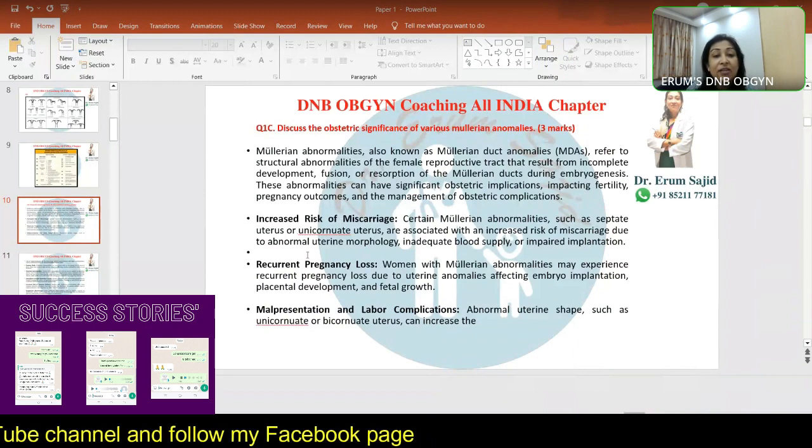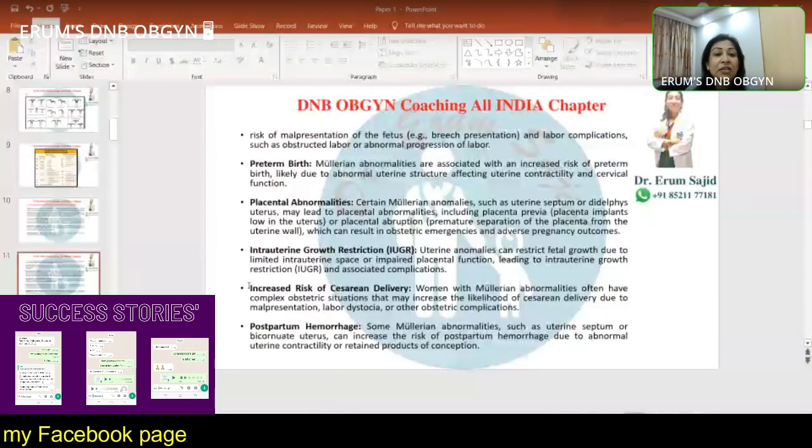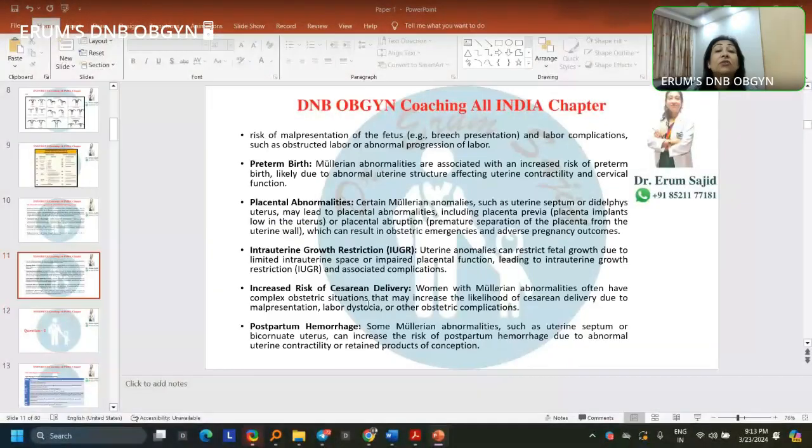So there is a risk of miscarriage, RPL, malpresentations and labor complications, preterm birth, placental implantation abnormalities, IUGR, more risk of instrumental and operative deliveries, and even risk of PPH, which we tend to forget very soon.